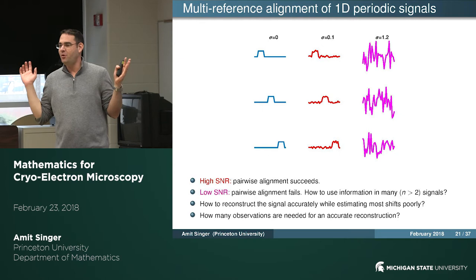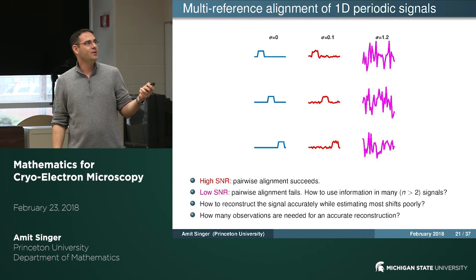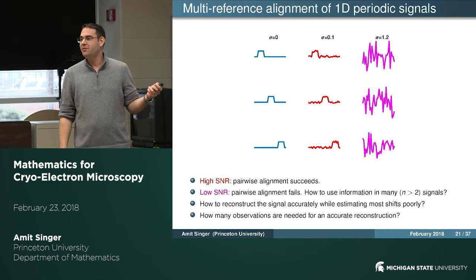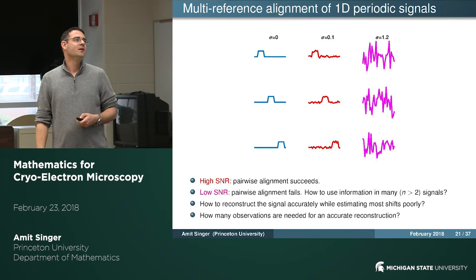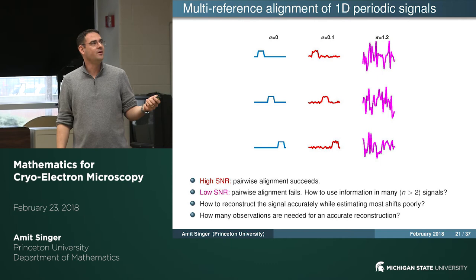If there is noise, you can either declare one of the signals as your measurement, but then it would be a bit of a noisy estimate. But then it's okay, I can compare it to all the others, do pairwise alignment, average, and then boost the SNR. And this works, and for this you just need the number of measurements to scale with one over the SNR, like sigma squared. But how do you solve the problem when the SNR is bad, when sigma is large?